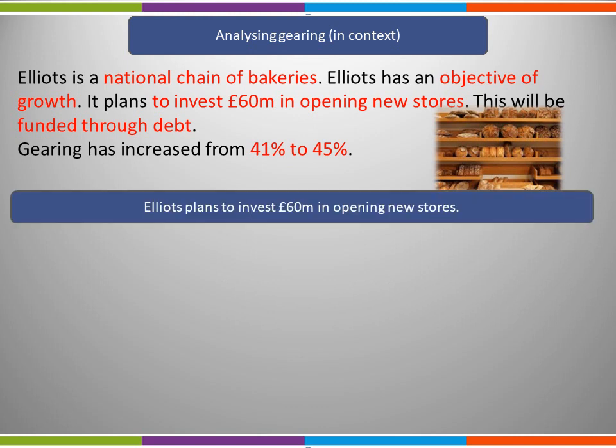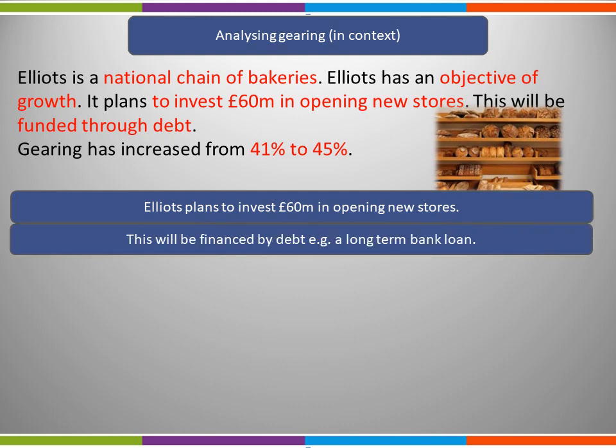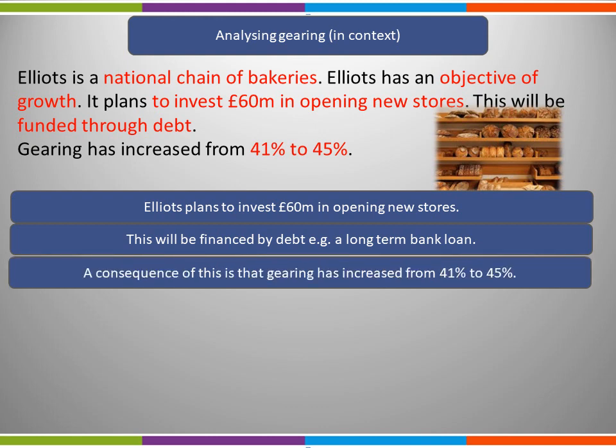Elliott's plans to invest 60 million in opening new stores. This will be financed by debt, e.g. a long-term bank loan. The long-term bank loan is just adding a little bit of further understanding to the term debt. A consequence of this is that gearing has increased from 41% to 45%.